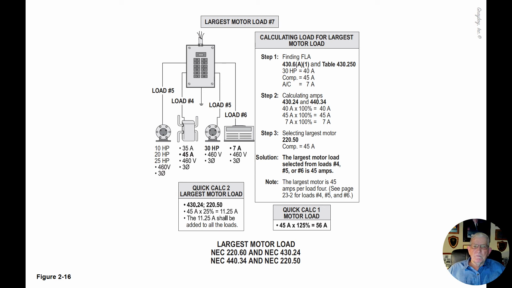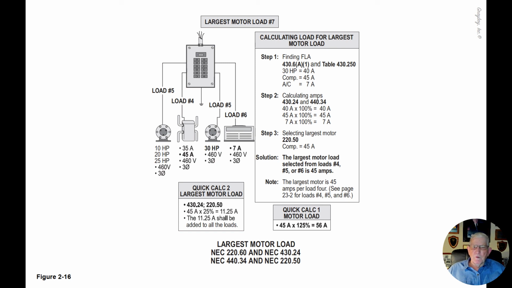So step 2, we would apply 430.24 as well as 440.34. We have 40 amps at 100%, 45 at 100%, 7 amps at 100%. So we have 40 amps, 45 amps, and 7 amps. 45 amps being selected as the largest motor, loads 5 and 6. Then we would take the 45 amps at 25%, which is in the quick calc 1 motor load below, and we'd come up with 56 amps at 125%.